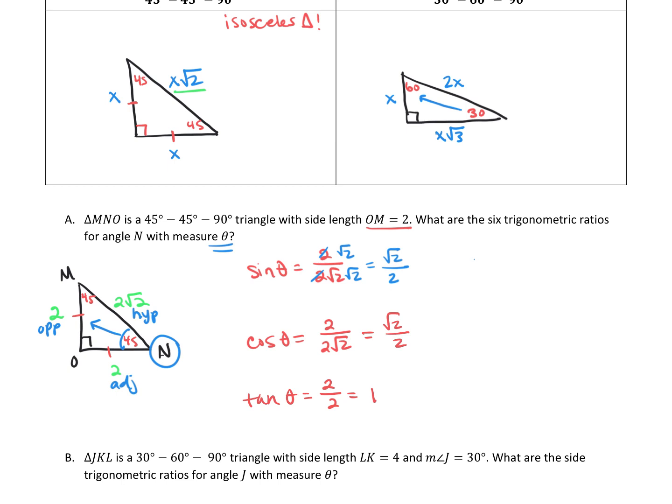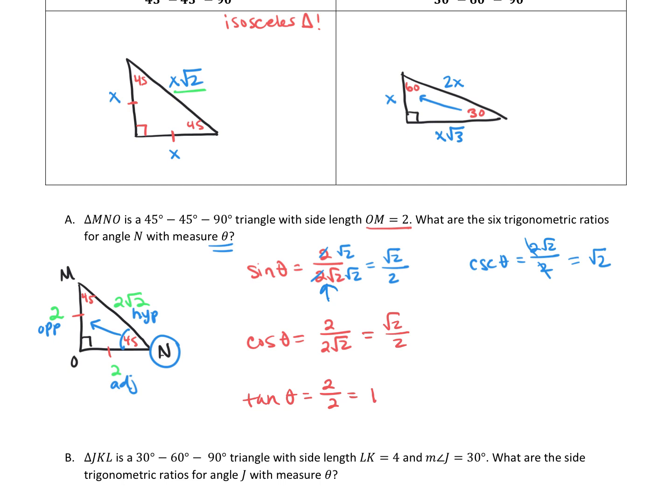Reciprocal to sine is cosecant of theta. So if we go back to the original opposite over hypotenuse, that's the one I want the reciprocal of. If we flip that, we have 2 root 2 over 2. Your 2's will cancel, leaving you with just a square root of 2 over 1 or square root of 2. So cosecant of theta is square root of 2.